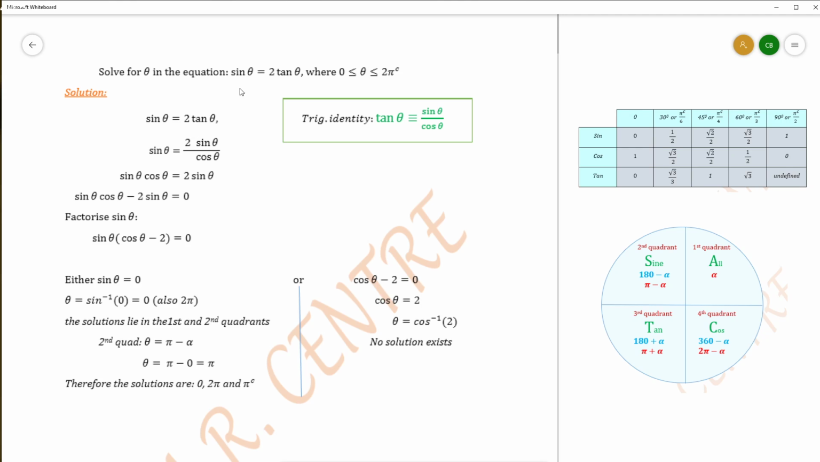Solve for theta in the equation sine theta equal to tan theta, where theta is between 0 and 2 pi. So again, this indicates that our solutions are expected to be in radians. So before we move on, I want to introduce you to something called an identity. Identity comes from the word identical.